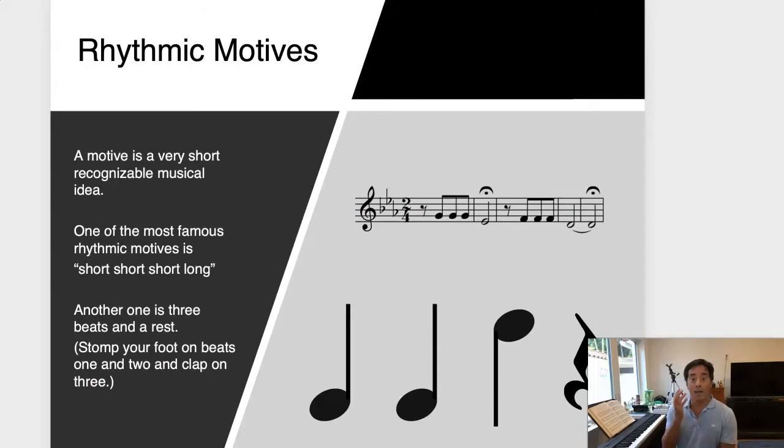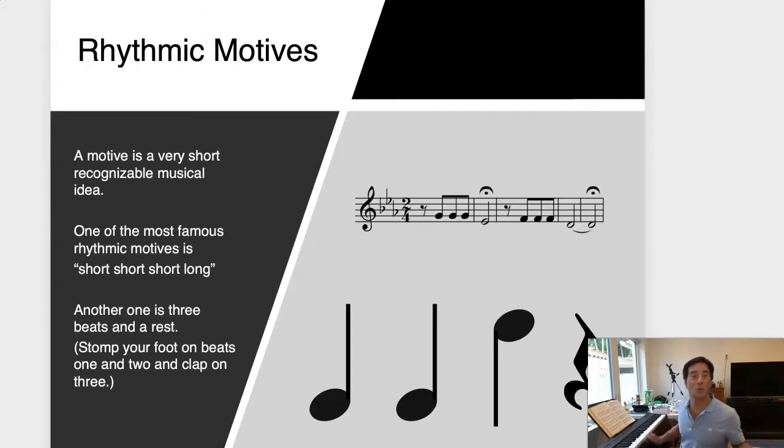So in a couple of examples I'm going to give you today, I'm going to be describing very, very short rhythmic patterns that you can use to recognize what's happening in the music. Maybe one of the most famous ones is the short, short, short, long pattern. Short, short, short, long. And often people might say da da da da. And it sounds like this.